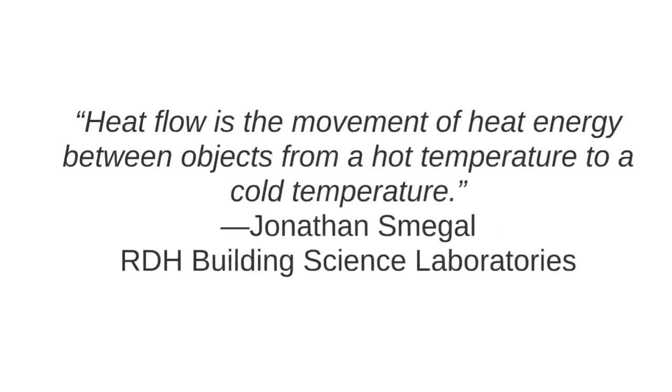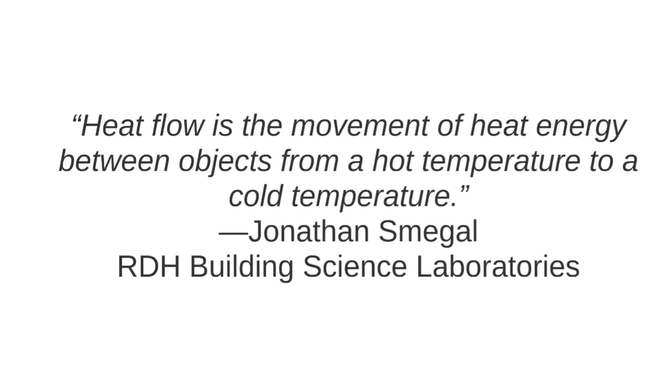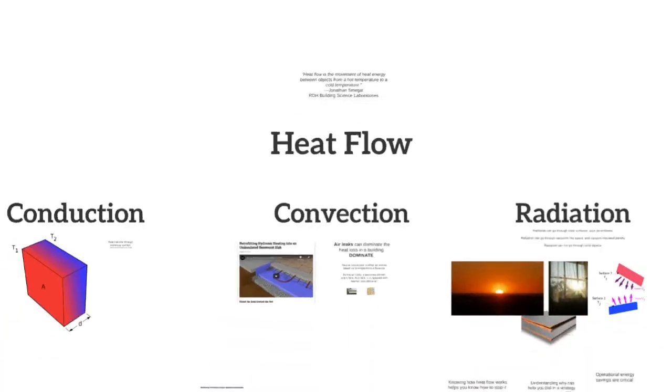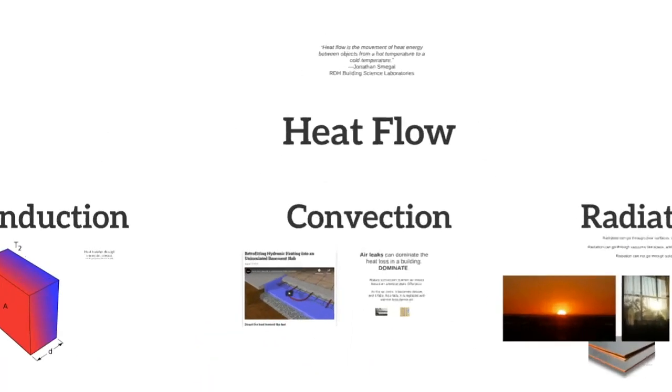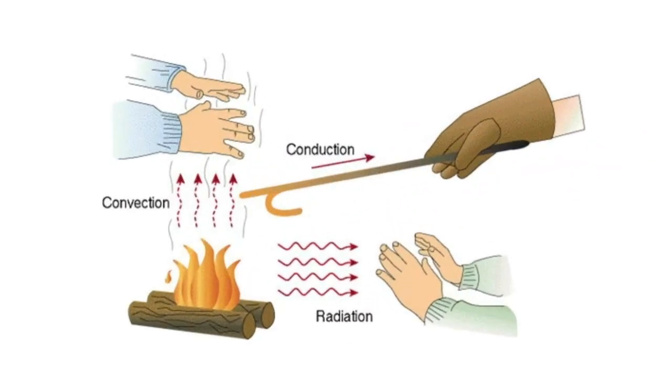Heat flow is the movement of heat energy between objects from a hot temperature to a cold temperature. And that is Jonathan Smiegel from RDH Building Science Laboratories. We know that heat moves from hot to cold, but it's not always clear how it moves. So it moves in one of three ways: either by conduction, convection, or radiation. More often than not, though, heat is moving in more than one way at once.